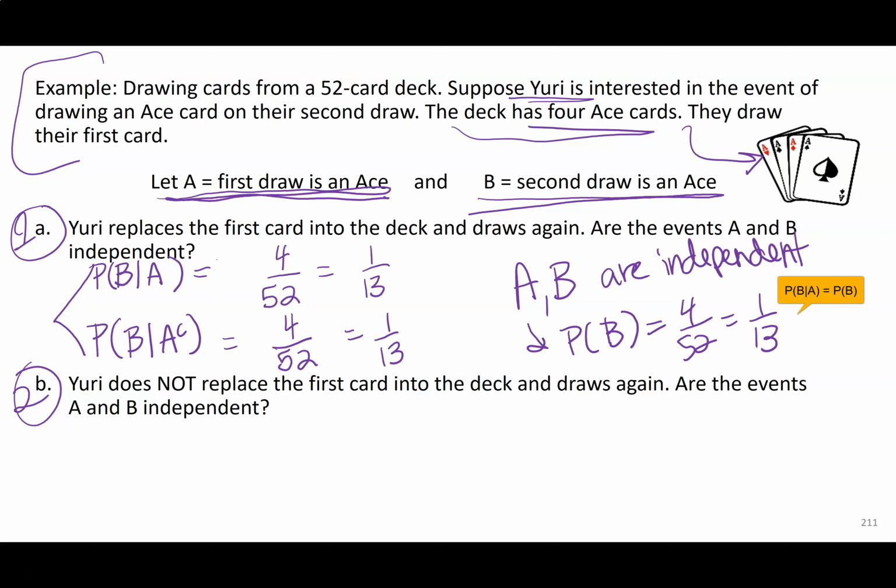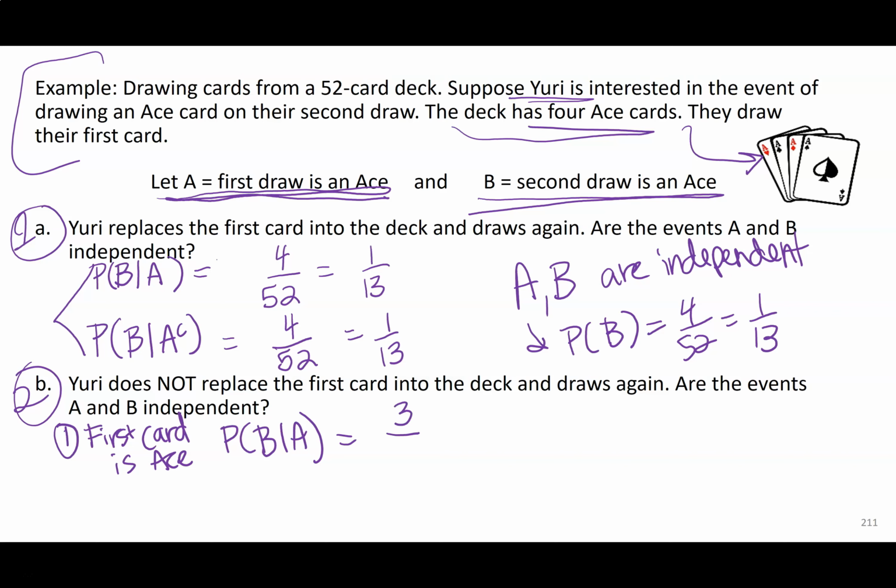So scenario 2 is a little trickier though. Suppose that Yuri does not replace the first card. So the first card is an ace. So what's the probability that the second one is an ace, given the first one's an ace? Here, remember, we're not putting it back. So if the first card is an ace, that means now there's only 3 aces in the deck. And there aren't 52 cards anymore. There are 51.